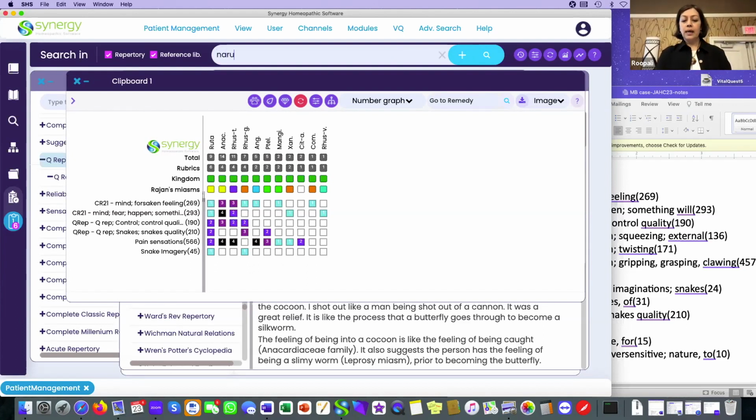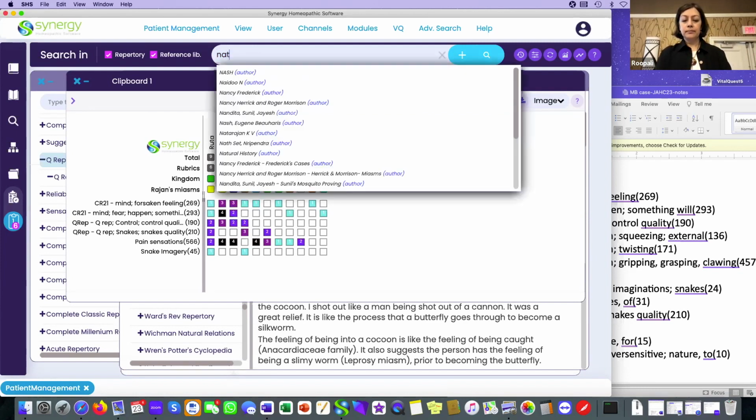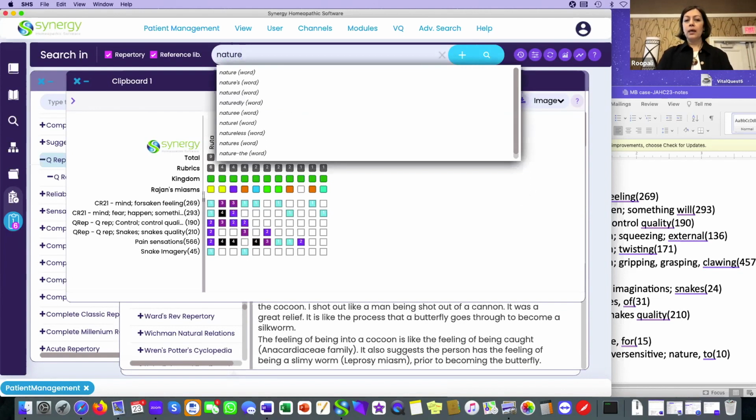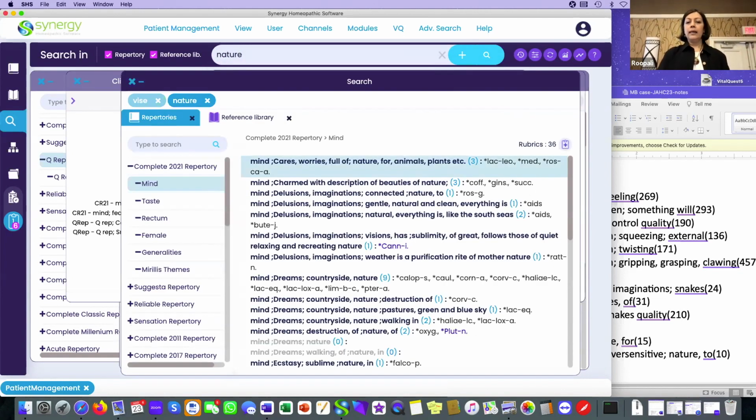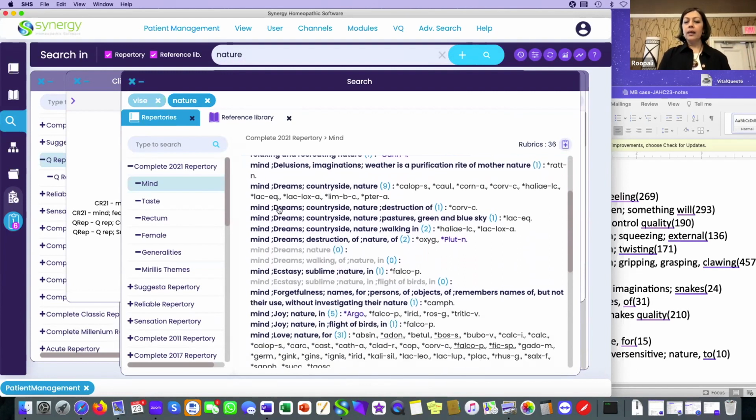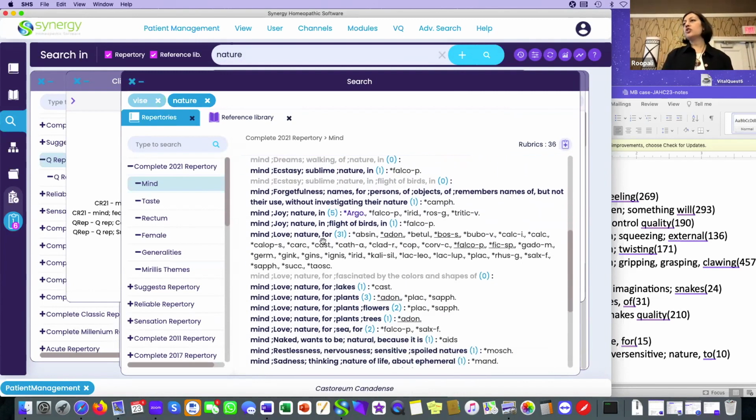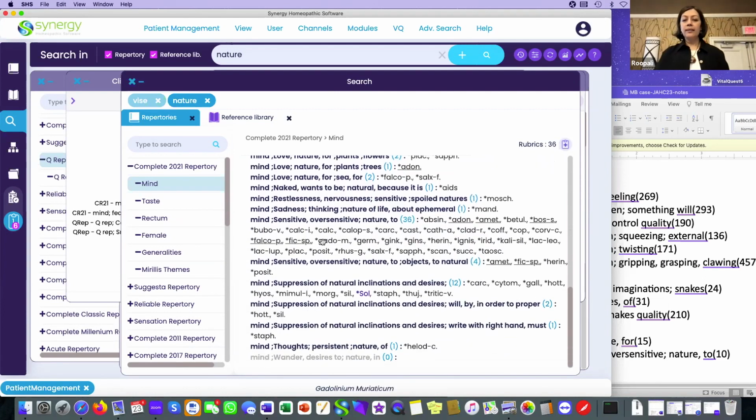So what I did was I just typed in nature and I hit enter. And you see, you get things about someone's nature, but you also get beauties of nature. Gentle and clean, everything is. And dreams, countryside, nature. And then you get mind, love, nature 4, which I think suits her really well. And it's not a rubric that I knew before or used. And then also sensitive, oversensitive to nature. And that might be something you might consider.